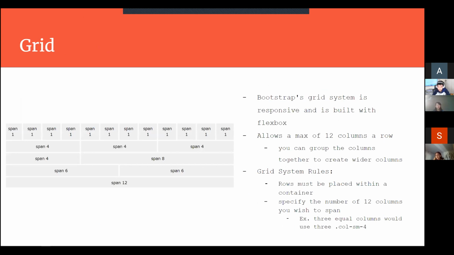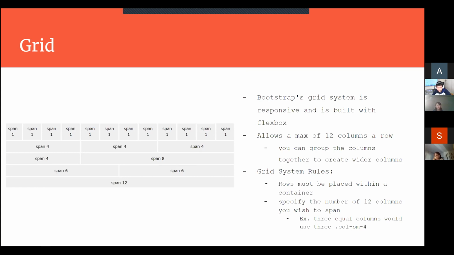All right, so moving on to grids. Bootstrap has a grid system that's made out of CSS Flexbox. So the grid system provides responsive layouts that the user can use while designing their site. It allows a maximum of 12 columns a row across the page, as you can see from the picture of the grid system. And if you do not want to use all 12 columns individually, you can actually group them together, so you can create wider columns.